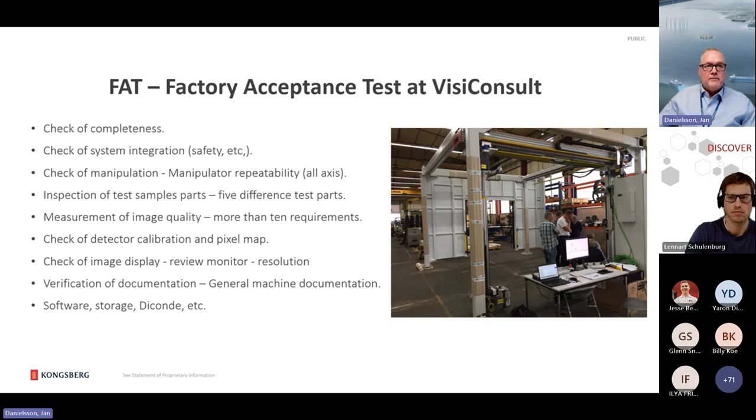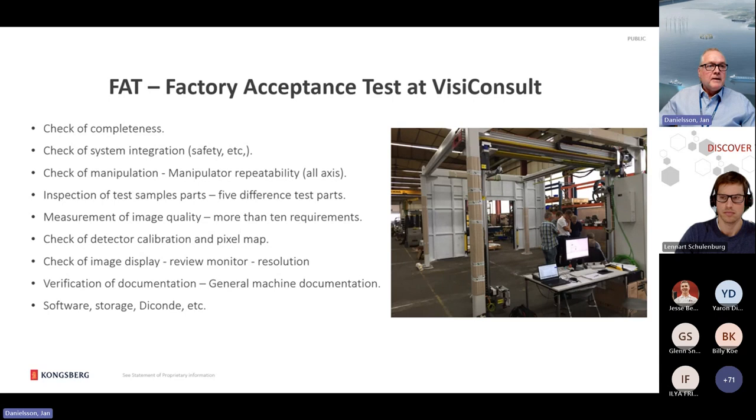This is the FAT, the factory acceptance test at VisiConsult. We checked the completeness, the system integration, the safety, etc. We checked the manipulator repeatability. For an automated system, you must develop a process that demonstrates manipulator repeatability. We tested and checked with an integrated laser pointer with crosshair.